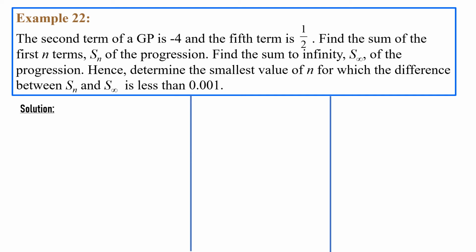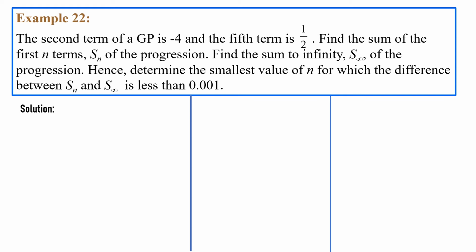Example 22. The second term of a geometric progression, GP, is -4 and the fifth term is 1 over 2. Find the sum of the first n terms Sn of the progression. Find the sum to infinity S infinity. Hence, determine the smallest value of n for which the difference between Sn and S infinity is less than 0.001.